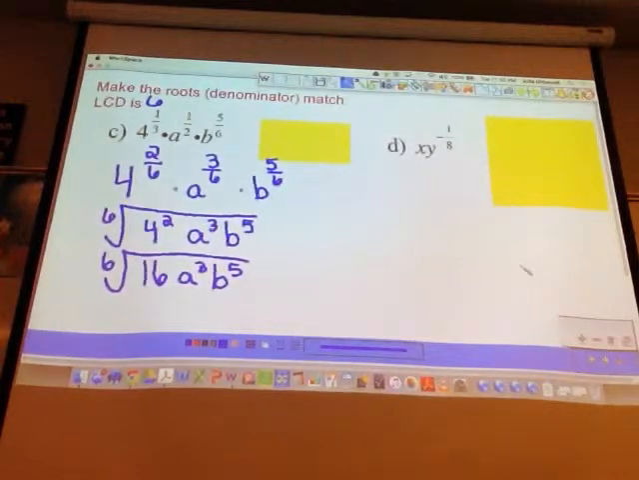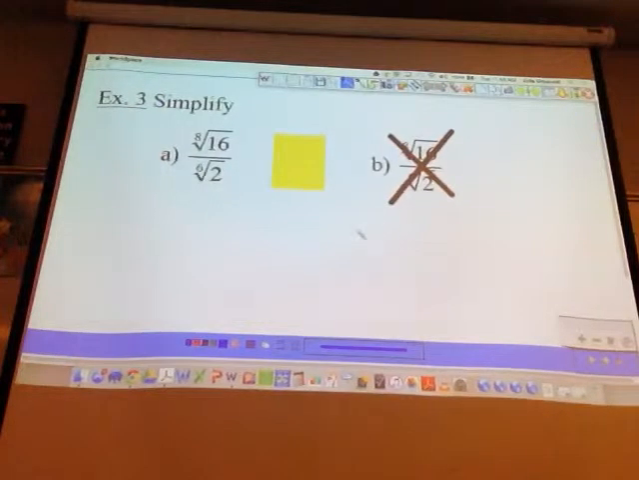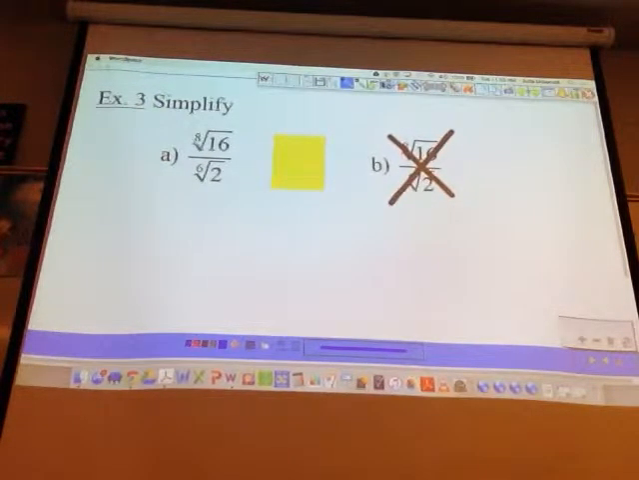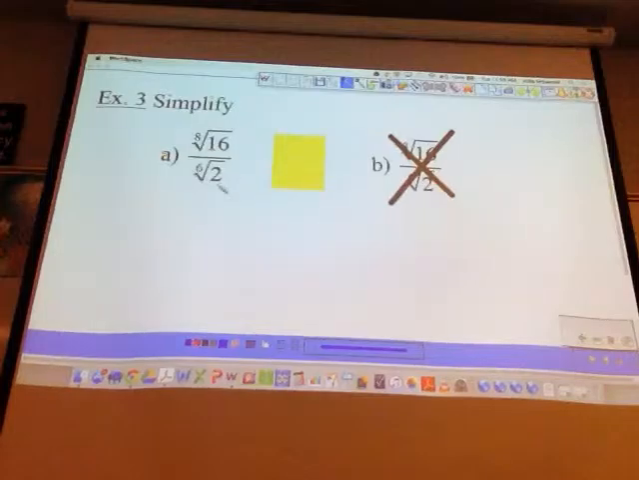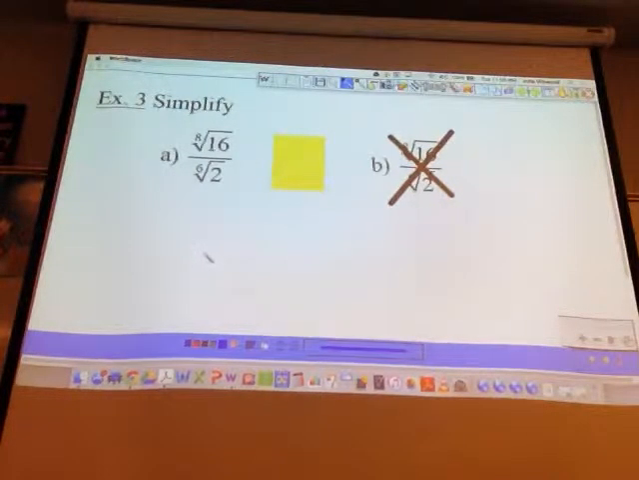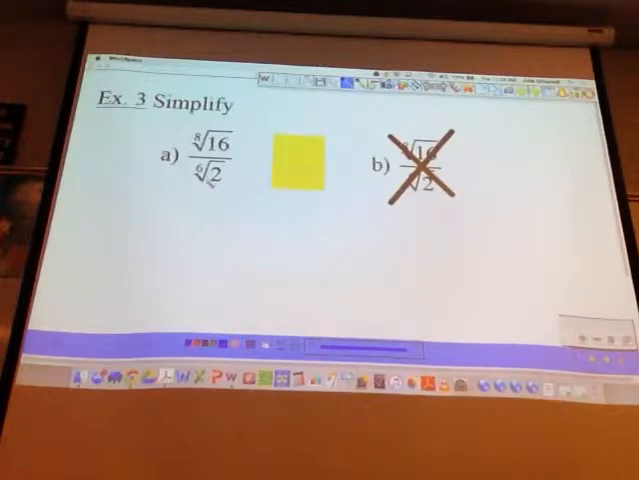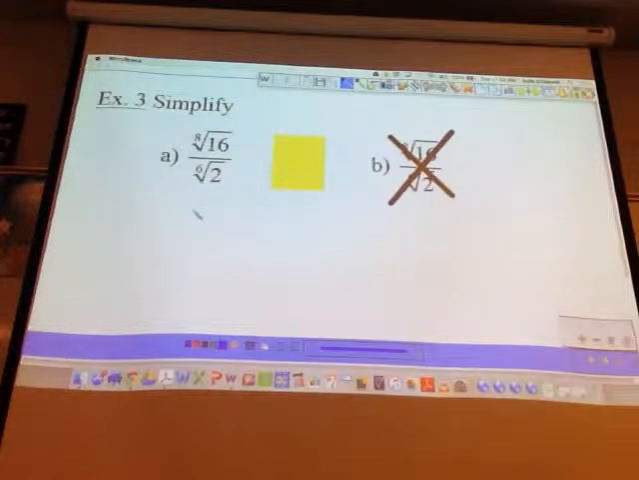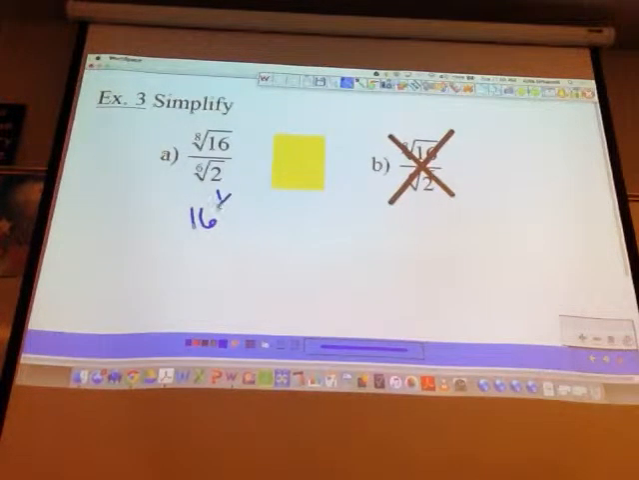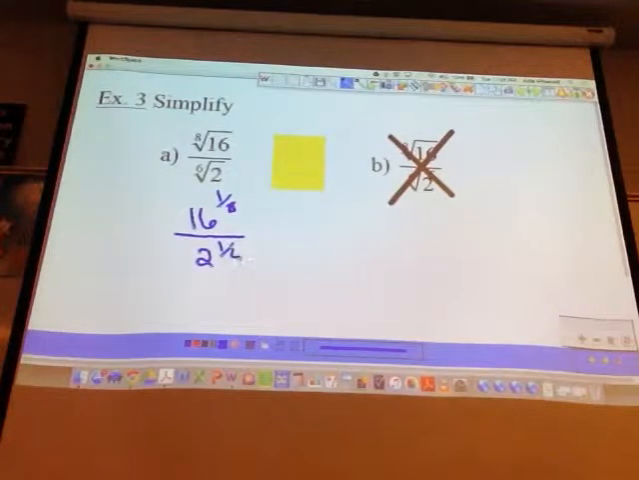All right, while he's finishing, look at letter A right here and think about what we're dealing with. We're dealing with an 8th root of 16 and a 6th root of 2. They do not match. They're not the same kind of root. There's several different ways to handle this. So we can deal with this as fractions. This would be 16 to the 1/8, and this would be 2 over 2 to the 1/6.